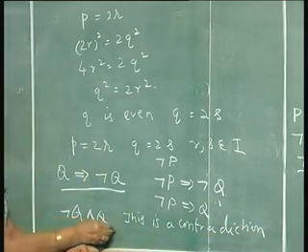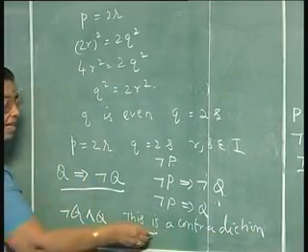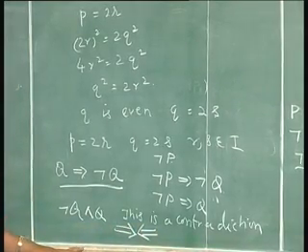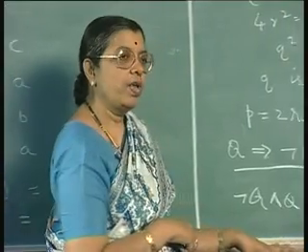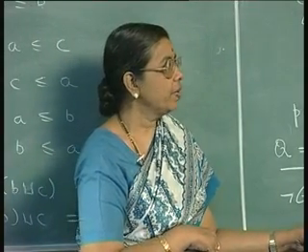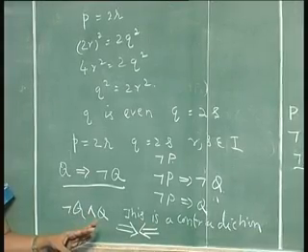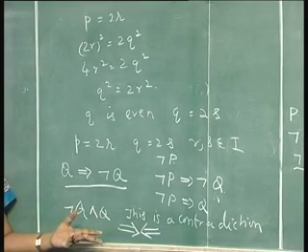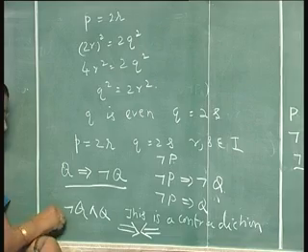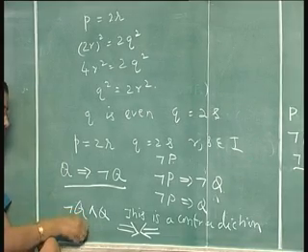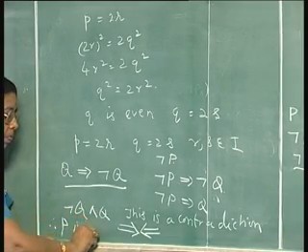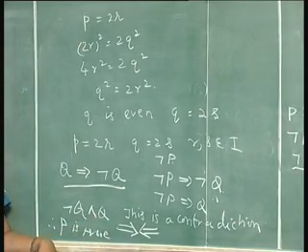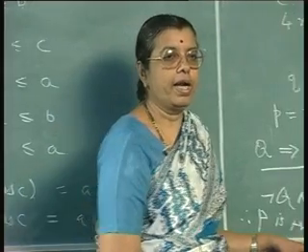Usually you denote it like this. Contradiction: you use this symbol to show that you have arrived at a contradiction. So, assuming not p, you have arrived at a contradiction. So, the assumption is wrong or false, not p is false, so p is true. Therefore, p is true. This is the way you prove by contradiction.